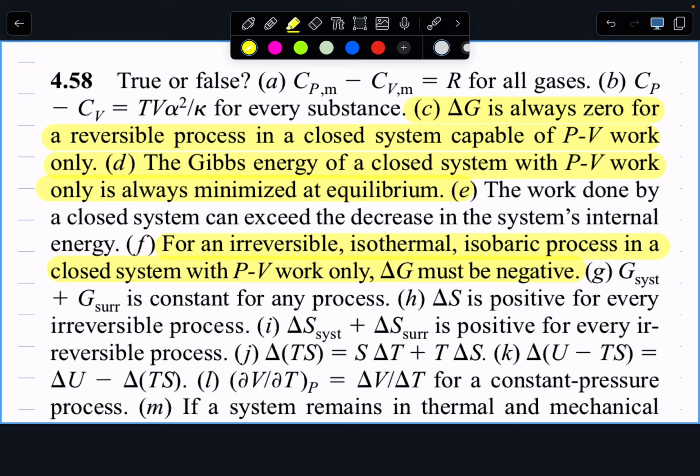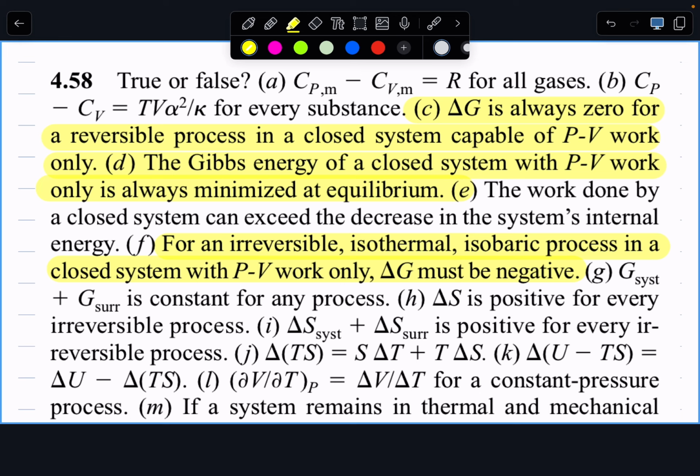We have G, and it goes down. We see this is a closed system, constant T and P. We read the question: delta G is always 0 for a reversible process in a closed system capable of PV work only. So delta G is 0. On which part of this diagram is my delta G 0? It's there. But this question says delta G is always 0 for a reversible process, which is fine here, but it only said a closed system capable of PV work only. It didn't specify constant T and P, so that statement is false.